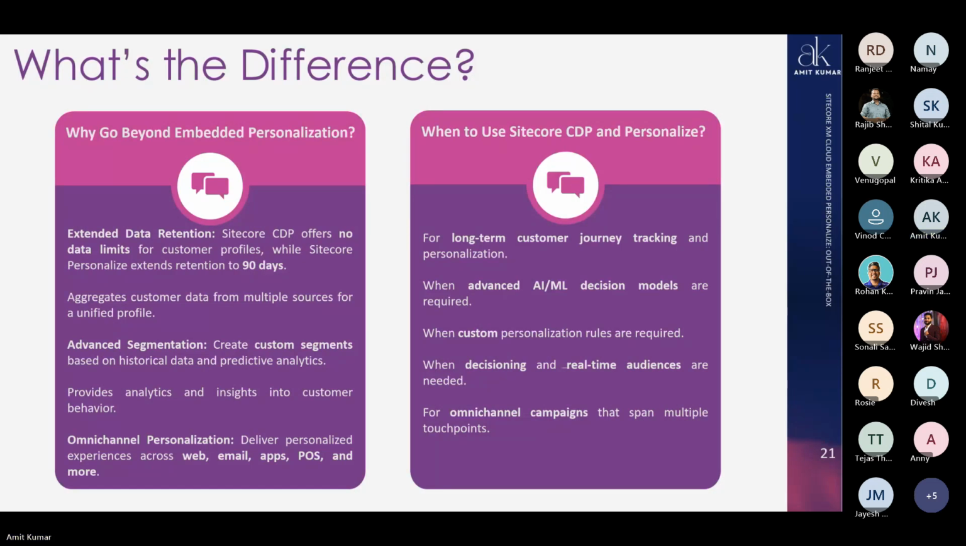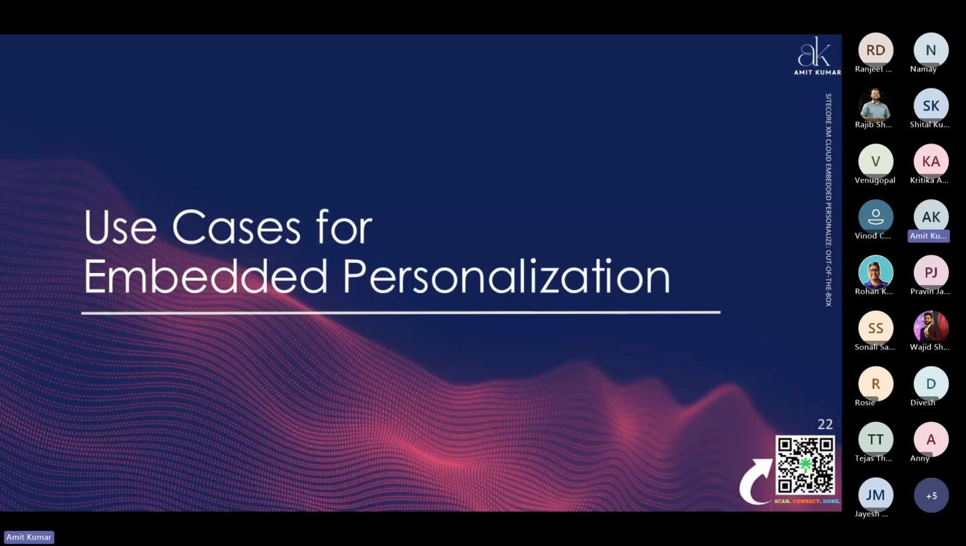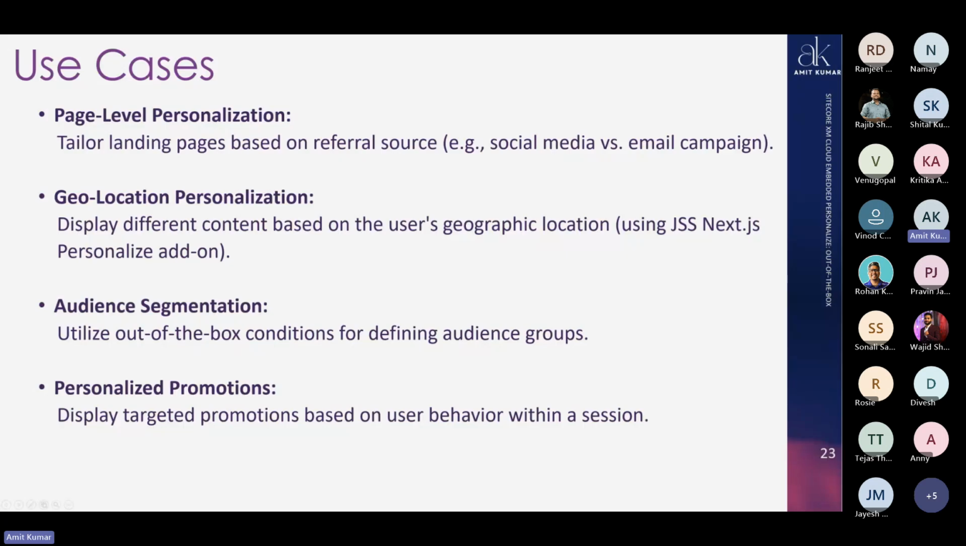And when decisioning and real-time audiences are needed, then also you need to go with the CDP and personalization, and also you need to cover more channels like a kiosk and everything. Then also you need to go with the CDP and personalization. So use cases for the embedded personalization are page-level personalization and geolocation-based audience segmentation, where you can utilize the out-of-the-box conditions, and personalized promotion: like if you are creating any microsite or a campaign site, you can do the promotion also in that.